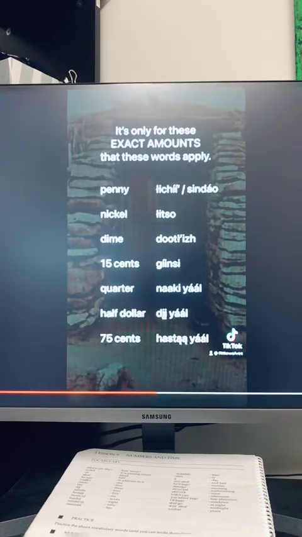Okay, and here's a good note. It's only for these exact amounts that these words apply. Litso, for 5 cents. Dot is, dime. Quince, 15 cents. Na kiyal, quarter. Diyal, half dollar. Hastanyal.